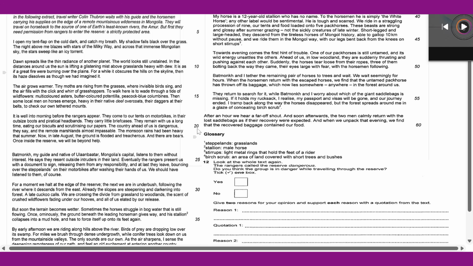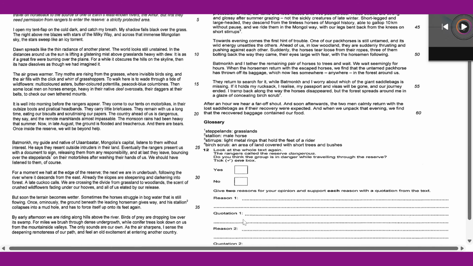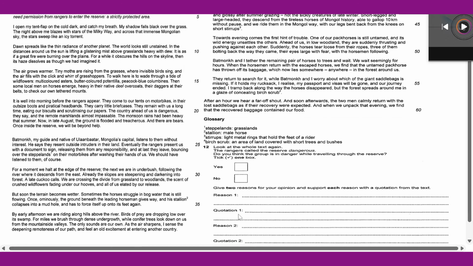Okay, guys, we are in question 12. Look at the whole text again, displayed here for you, my special viewers and friends. So, the rangers call the reserve dangerous. Do you think the group is in danger while traveling through this reserve? Tick one box, yes or no. Give 2 reasons for your opinion and support each reason with a quotation from the text. Reason 1, quotation 1, reason 2, and quotation 2. Okay? Time is given.